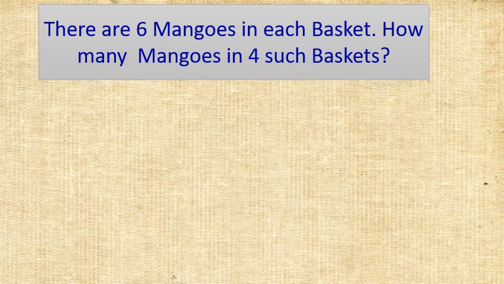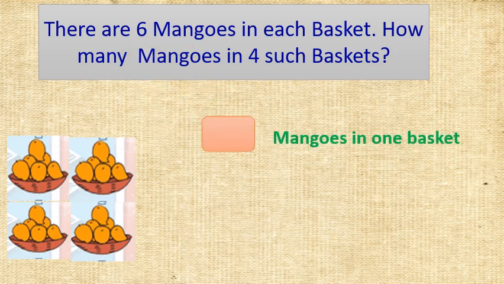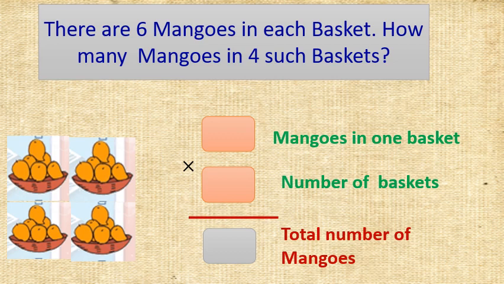There are 6 mangoes in each basket. How many mangoes in 4 such baskets? This is also very simple. We will multiply number of baskets by number of mangoes in each basket. Then we will get total number of mangoes. Correct? Now here we will write mangoes in one basket multiplied by number of baskets. Then we will get total number of mangoes, isn't it?